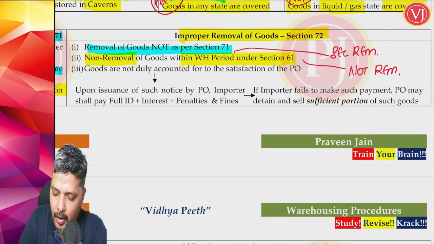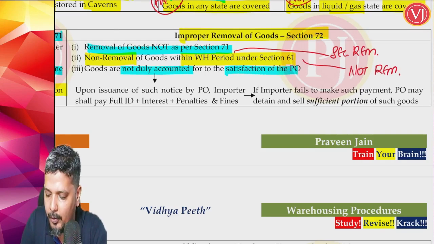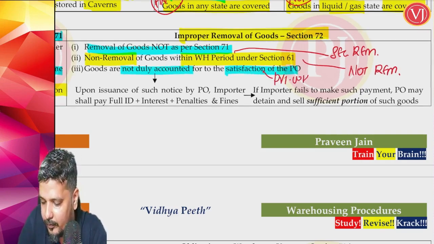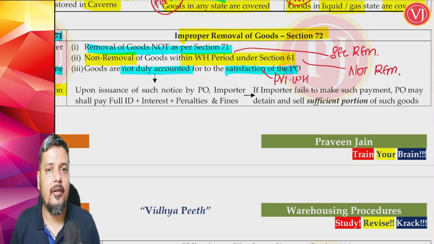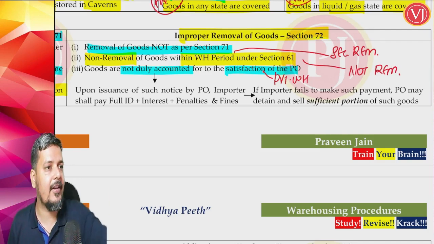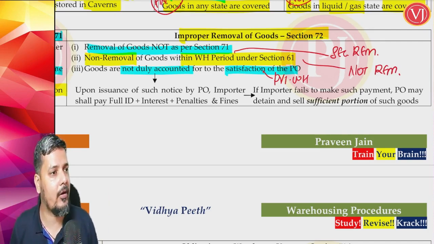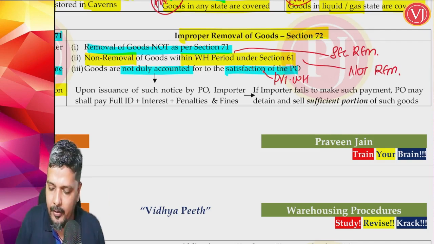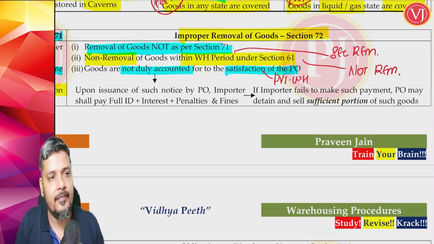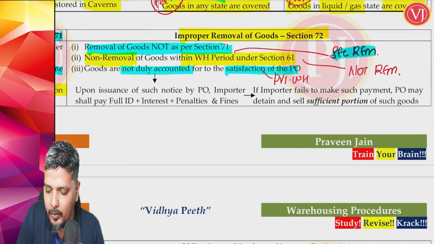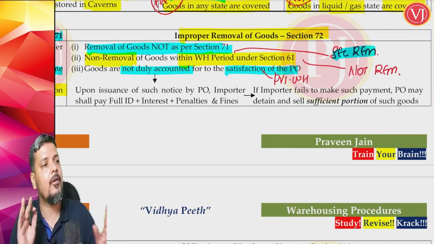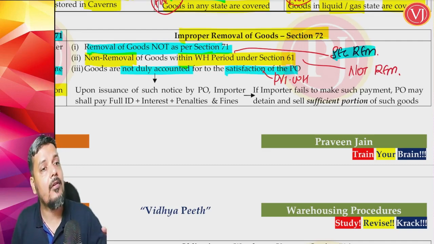Or you have not accounted the goods properly. This happens in case of private warehouse. Your record shows that 1 lakh units should be there in warehouse, but physical quantity is only 95,000 units. So either there is secret removal. You have removed the goods not as per section 71, secret removal. Or you have not at all removed the goods. You are lazy enough. You have kept the goods in warehouse itself. That is also improper removal.